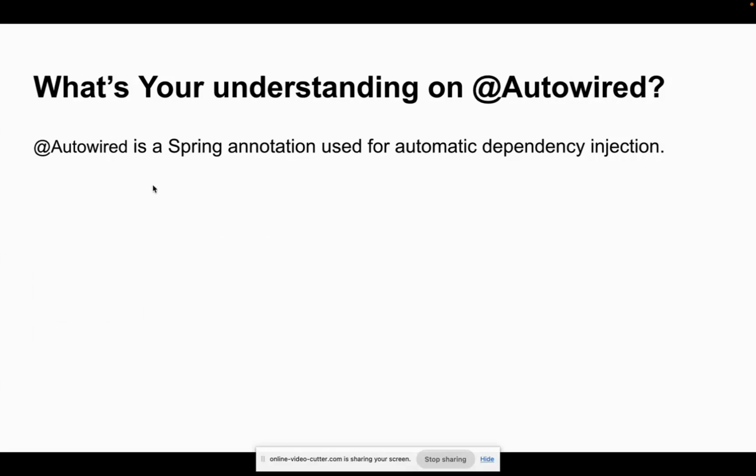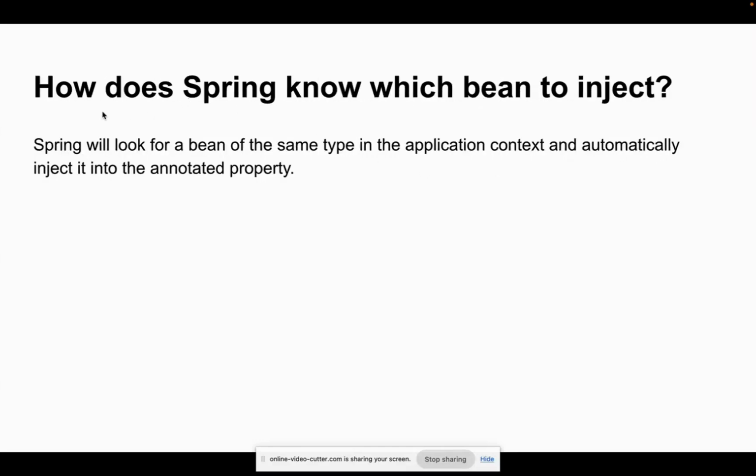Now, what is your understanding of Autowired? Autowired is a Spring annotation used for automatic dependency injection. We can inject a dependency from the IOC container into any component. How does Spring know which bean to inject? Spring will look for a bean of the same type in the application context, and automatically inject it from the IOC container into the annotated property or component.